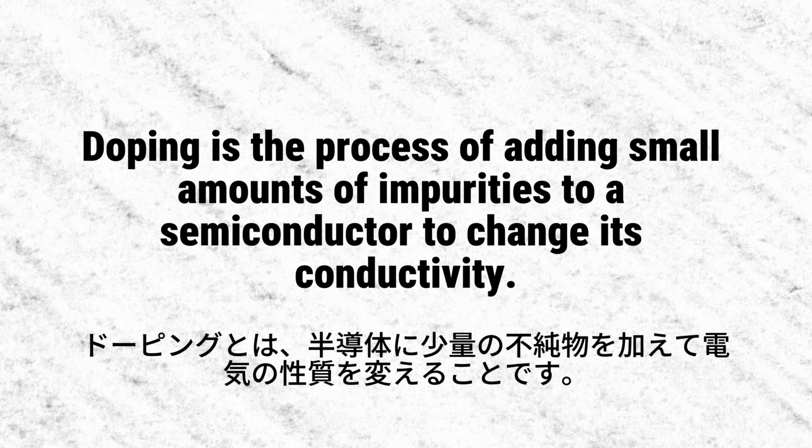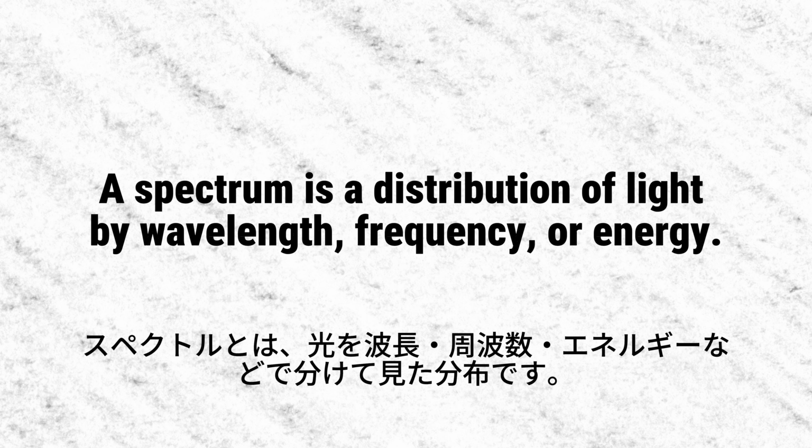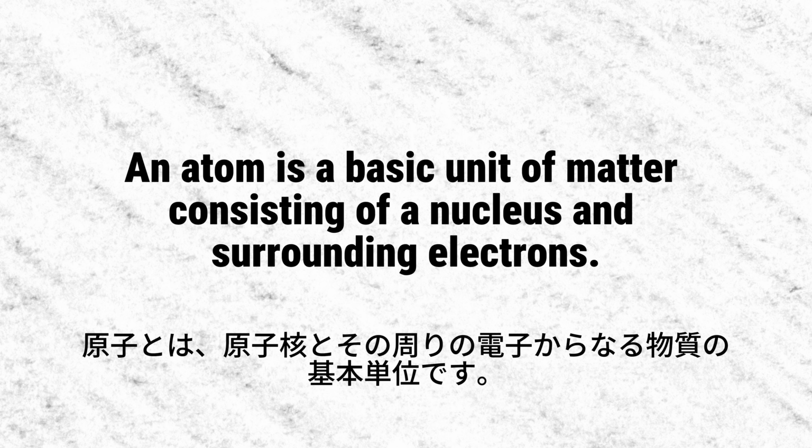Doping is the process of adding small amounts of impurities to a semiconductor to change its conductivity. A photon is a particle-like packet of electromagnetic energy. A spectrum is a distribution of light by wavelength, frequency, or energy. An atom is a basic unit of matter consisting of a nucleus and surrounding electrons.